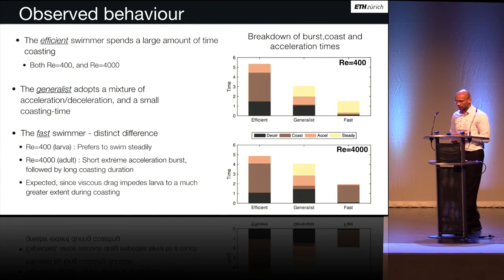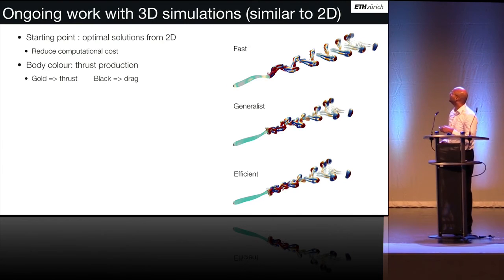So what we did from this point was we had converged results from 2D simulations, and we used these as a starting point for 3D simulations. And here's what the results look like. The body of the 3D swimmers here is colored with thrust. Whenever you see golden color, it means that section of the body is generating positive thrust. When you see black, that section of the body is generating drag, as in the head over here.